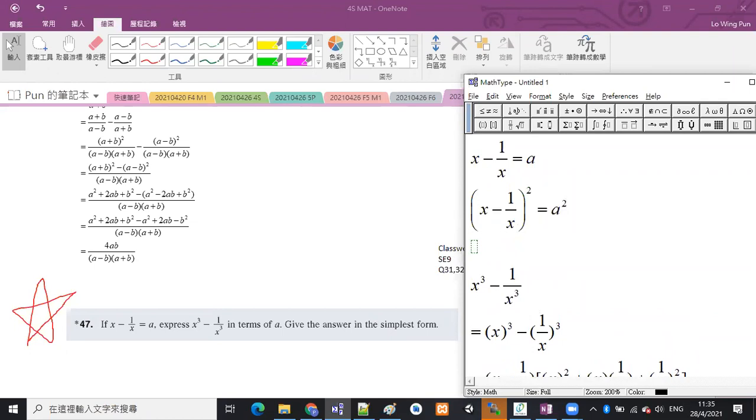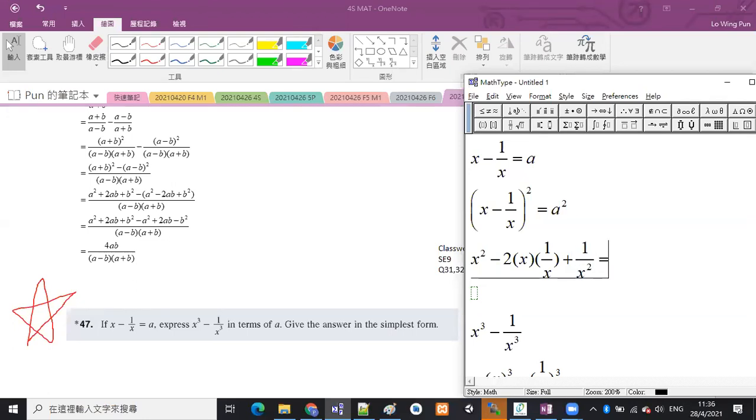Okay, because it is given that x minus 1 over x is equal to a. Both sides are equal. So the square of the left-hand side should also be equal to the square of the right-hand side. Okay, but for the left-hand side, we can expand the bracket using the identity. x squared minus 2x times 1 over x plus 1 over x squared equals a squared. Okay, but what is the middle term here? It's x squared minus 2 times x times 1 over x becomes just 2, plus 1 over x squared is equal to a squared.